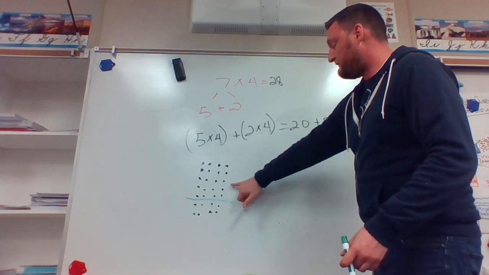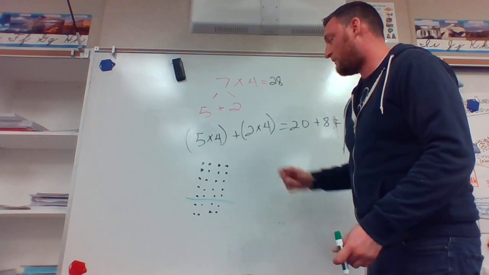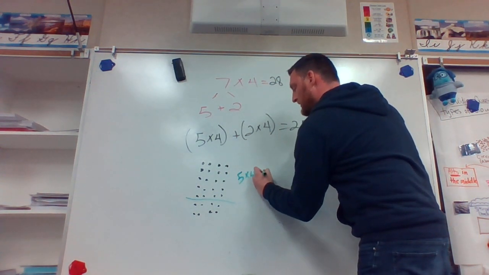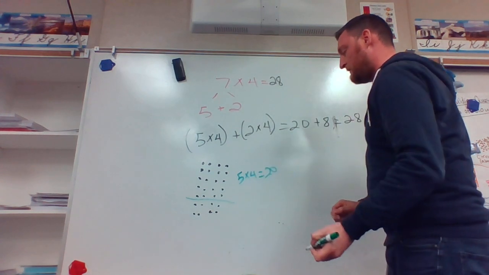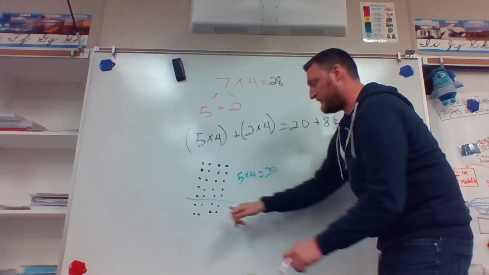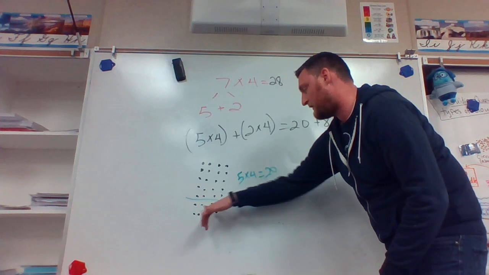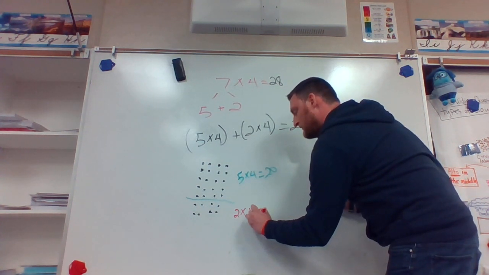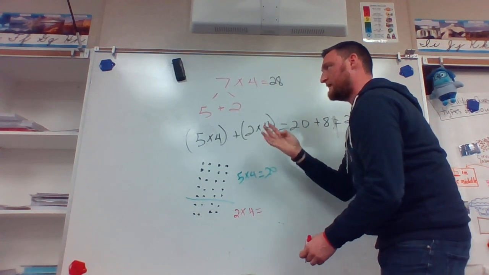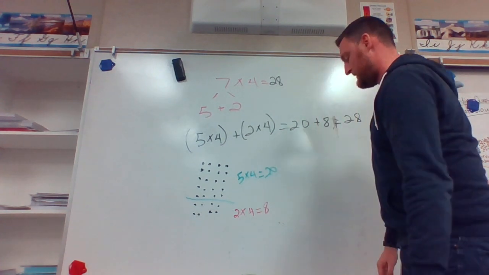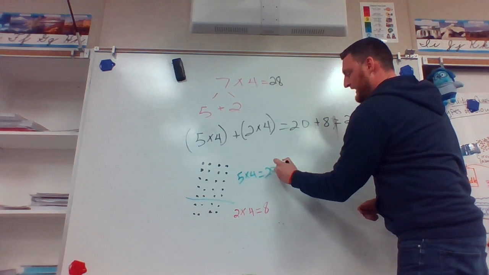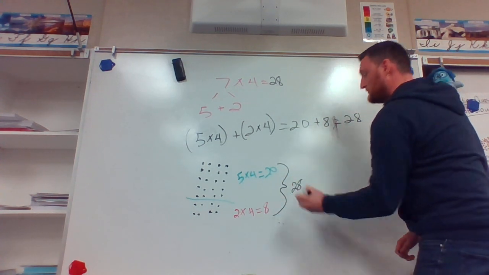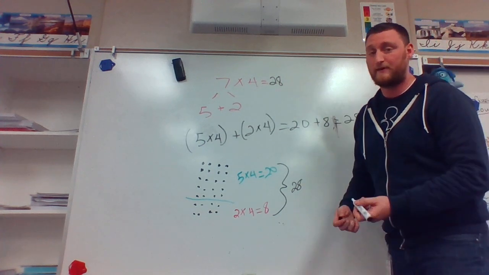So here's 1, 2, 3, 4, 5 groups of 1, 2, 3, 4. Right here, this is that 5 times 4 equals 20. And then this one down here is 2 groups of 4. Well, they're pretty good at counting by 2s too. So 2, 4, 6, 8. Now, if I add these products up, 20 and 8 gives me 28. Right back to my regular.